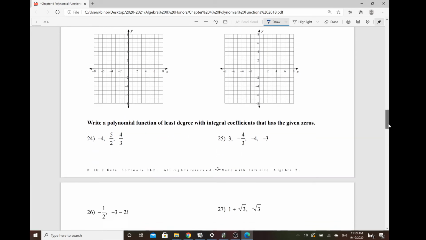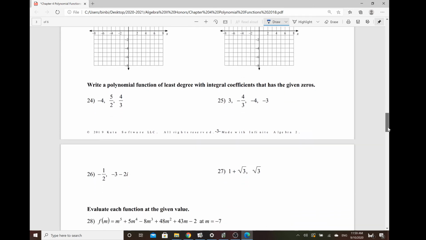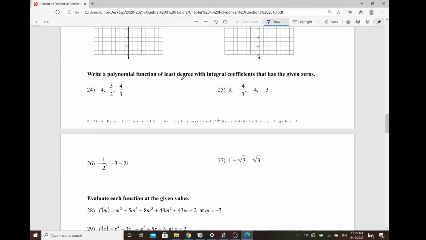And now what about for 24, 25, 26, 27? This one is basically setting up the polynomial. Like 24, what we need to do, the roots are all given already. So we can just set up the linear factors. So -4, that means it's x plus 4. 5/2, that means it's x minus 5/2. And then 4/3, that means it's x minus 4/3. And then the rest of this, all you need to do is just FOIL.